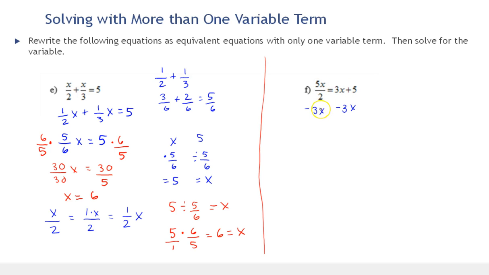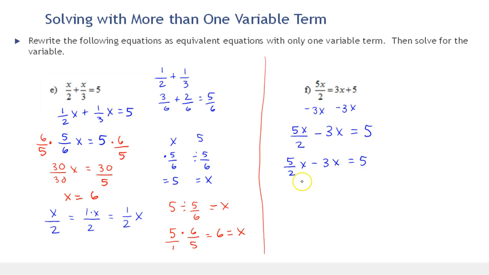But this we're going to need to write horizontally to make sense of it. So we have 5x over 2. It's not too straightforward how to do this, so we'll just write it as minus 3x equals 3x minus 3x is 0 plus 5 is 5. Now we can combine these like terms. Remember, we could think of this as 5 halves x minus 3x equals 5.